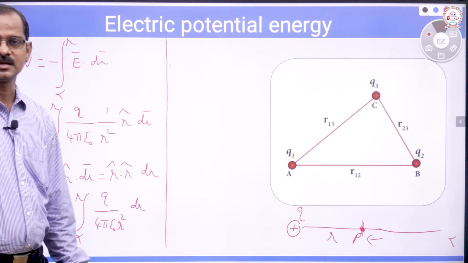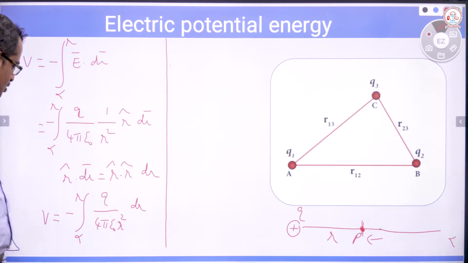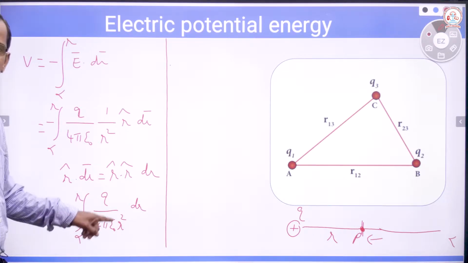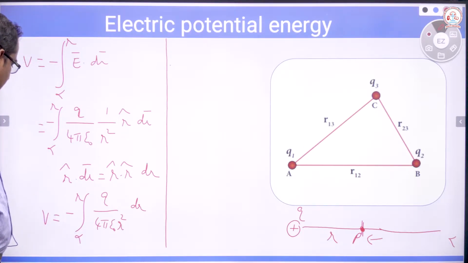Epsilon naught is the permittivity of free space, air or vacuum. Its value is 8.854 into 10 power minus 12. The value of 1 by 4 pi epsilon naught is 9 into 10 power 9.